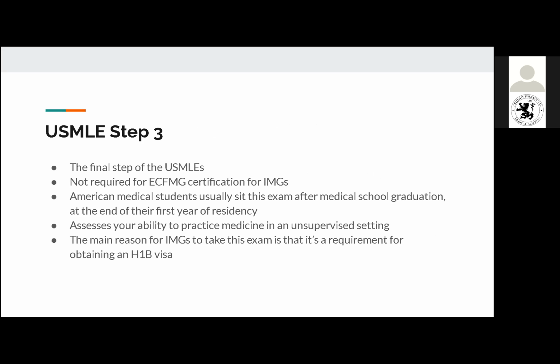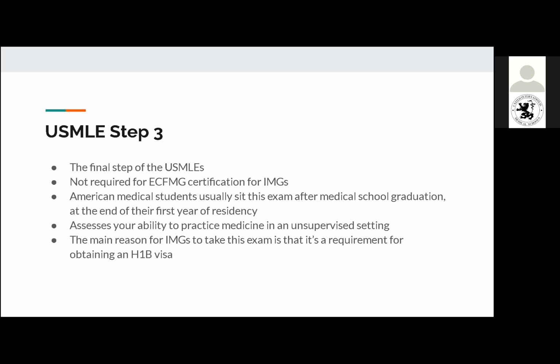Okay, so the final step is the USMLE Step 3. So this is not an exam that is required for us to pass in order to get our ECFMG certification. So it means that you can match into a residency program and you can get your certification without passing USMLE Step 3. Usually American medical students do this exam after they graduate, usually at the end of their first year of residency. So it's not really an exam that they do during medical school. The main goal for this exam is to assess your ability to practice medicine in an unsupervised setting.